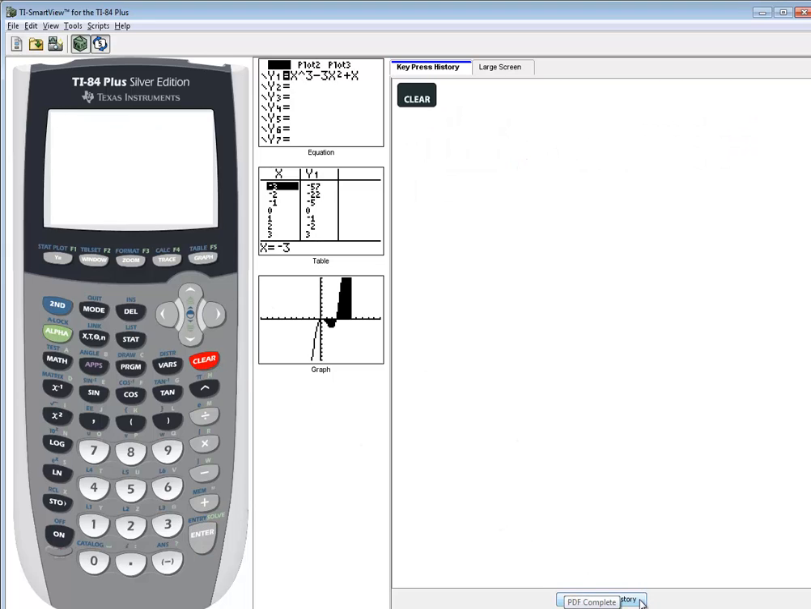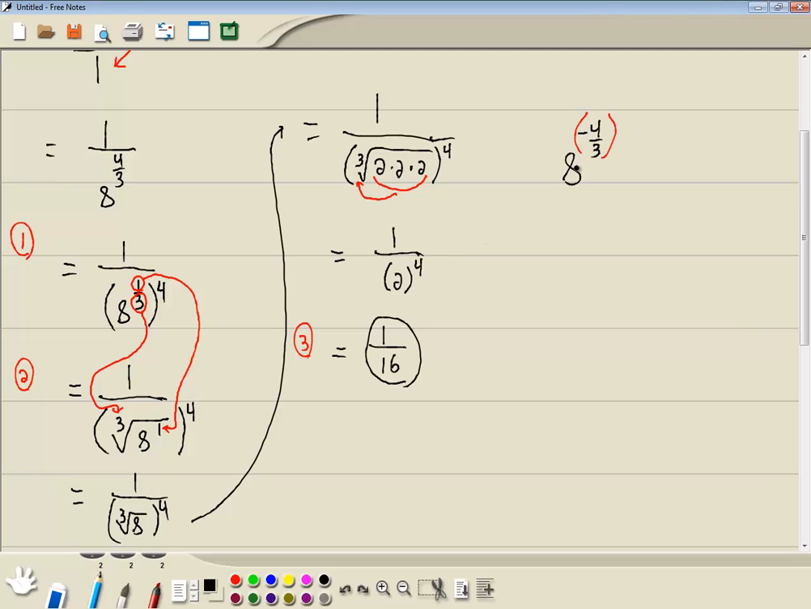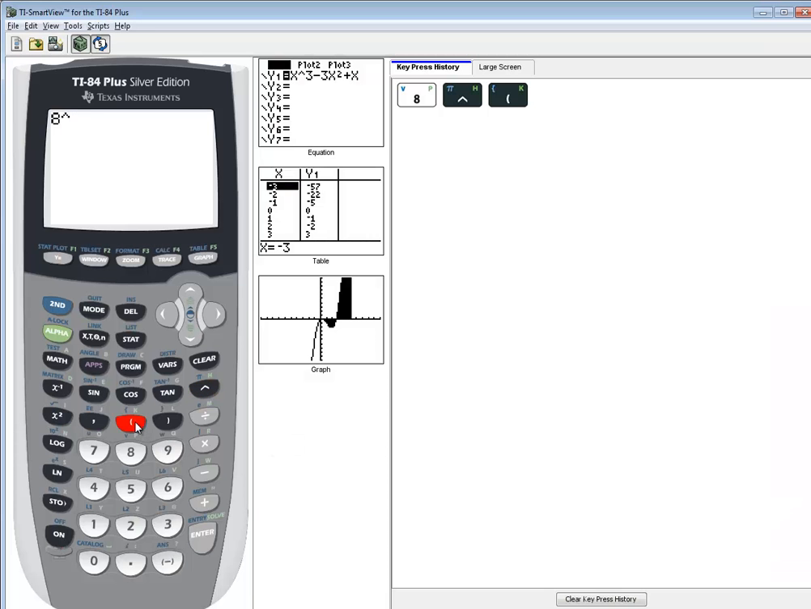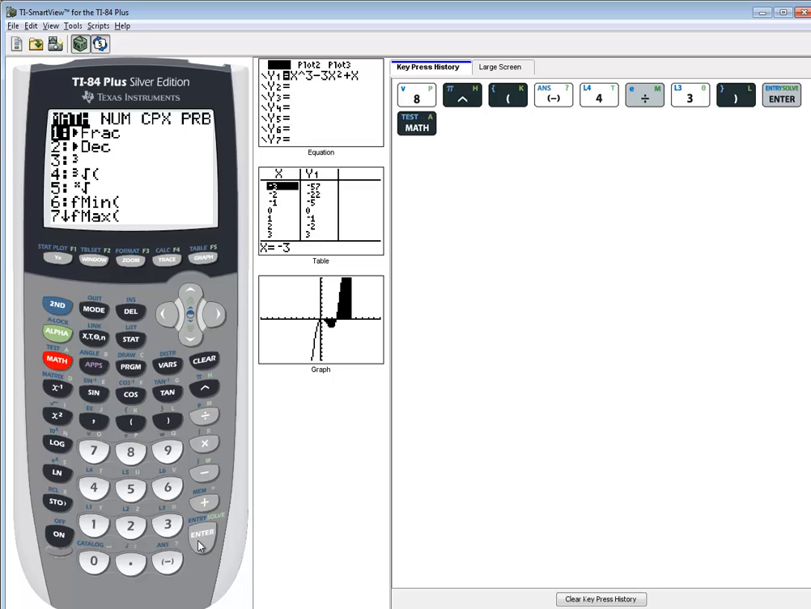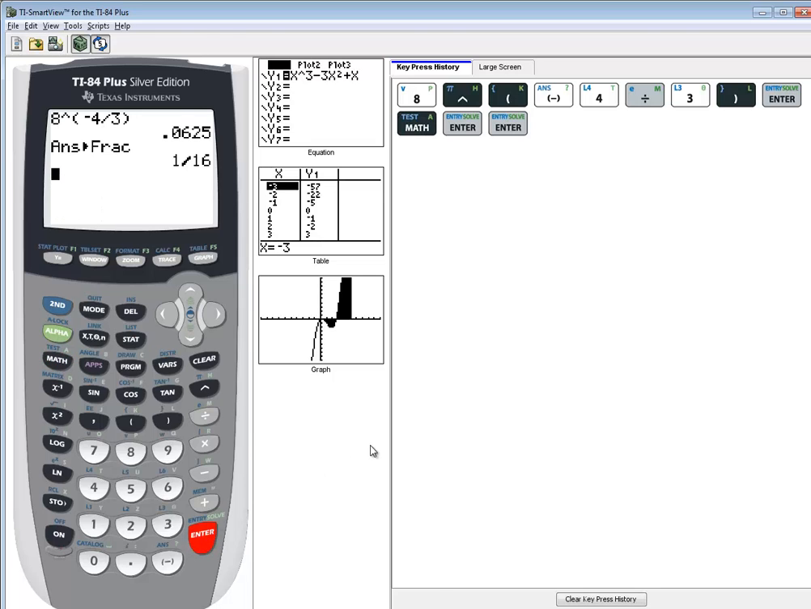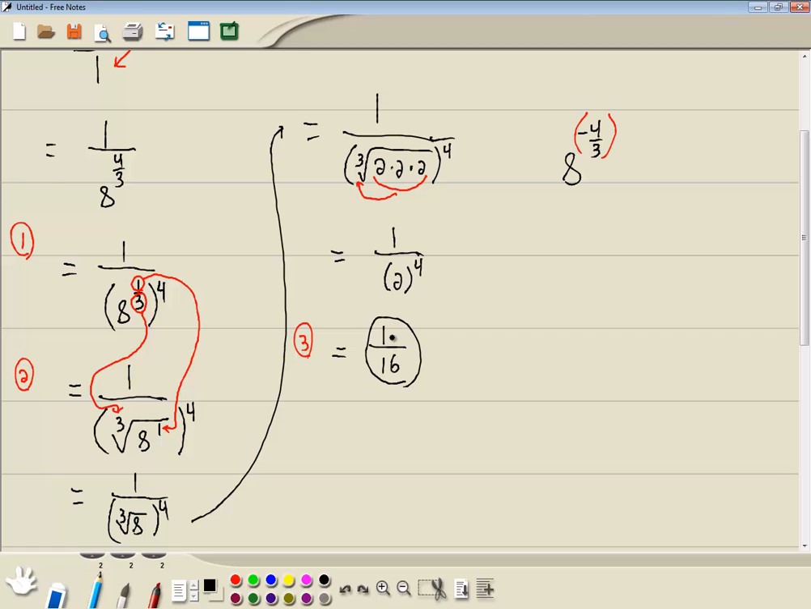So 8, I put in 8. Caret is how we do exponent. And I said we want a beginning parentheses. So I do beginning parentheses, negative, the one on the very bottom row, 4 divided by 3. And then closing parentheses, and then enter. Now we get a decimal. To change from decimal to fraction on your calculator, you do math, enter, enter. And you see we get the same answer as when we did by hand.